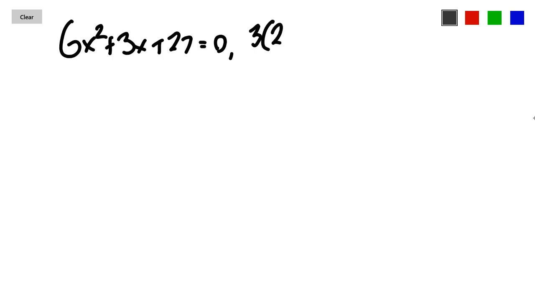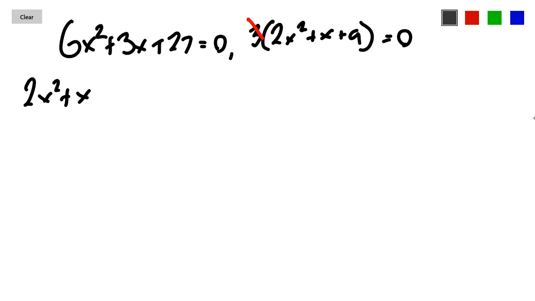And so last example for today, I have 6x squared plus 3x plus 27 is equal to 0. So notice in this one that I have multiples of 3 for each of my coefficients. So what I can do is factor out a 3, and then I'm going to be left with 2x squared plus x plus 9 is equal to 0, and then the 3 cancels. So I'm left with 2x squared plus x plus 9 is equal to 0, just to have some easier numbers to look at. So this one does not factor, so I'm going to be using the quadratic formula.